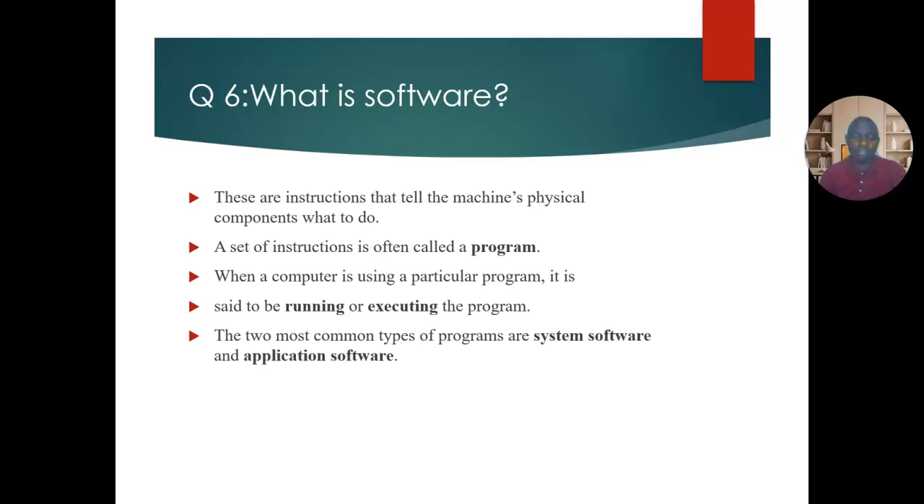There are two main types of programs. One is system software, and another one is application software. Examples of system software include operating systems, and for application software you can have Microsoft Word.